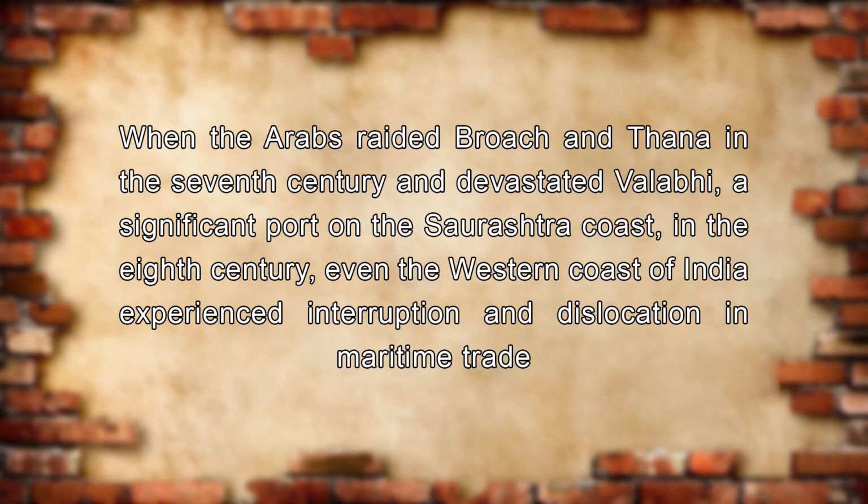When the Arabs raided Bhuj and Thana in the 7th century, and devastated Valabhi, a significant port on the Saurashtra coast, in the 8th century, even the western coast of India experienced interruption and dislocation in maritime trade. Even if Arabs were crucial to the expansion of Indian marine trade after the 10th century, initially their sea raids had a terrible effect on Indian commercial activities.